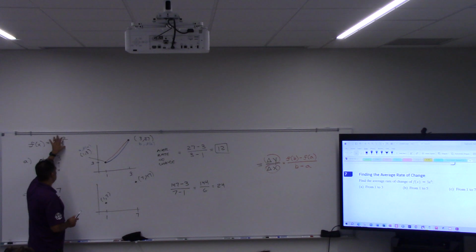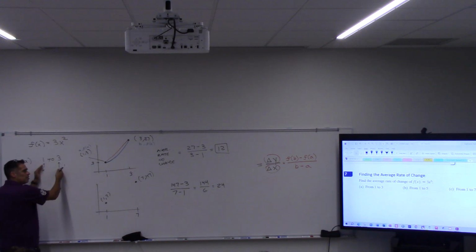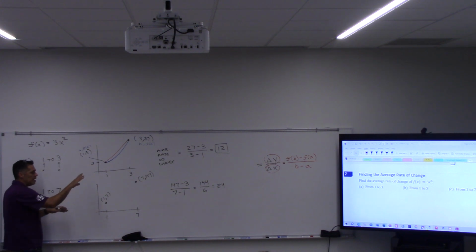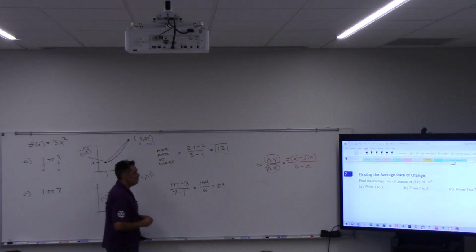Someone gives you a function. They want to know the average rate of change from one place to another. Those are your x values. Or you could say that's your a and that's your b, and then you plug them in, you do your little formula, and you're done.